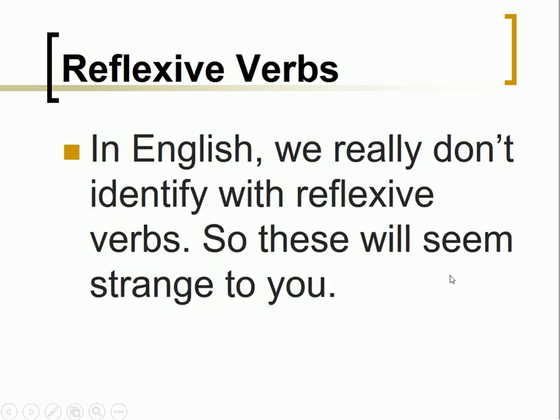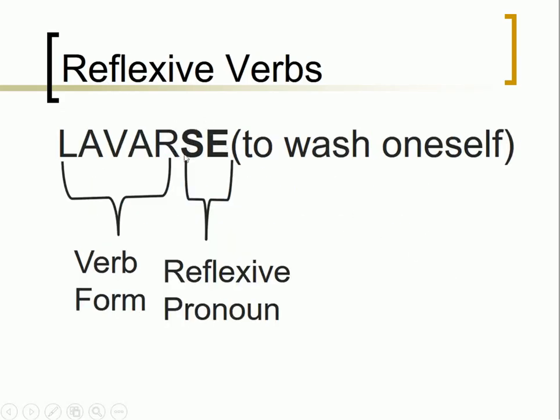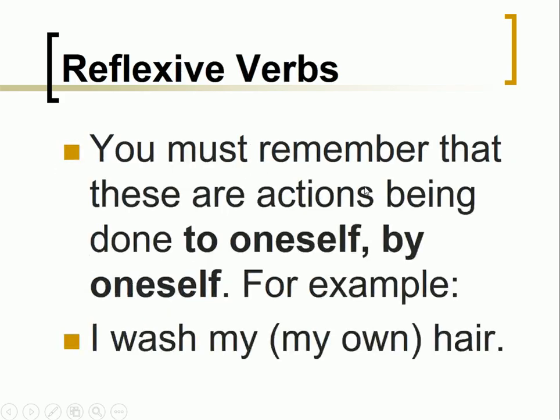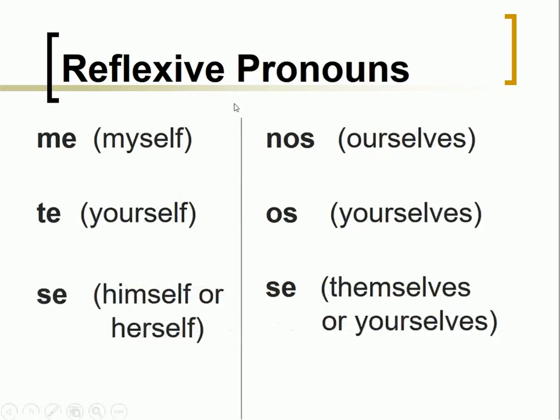In English, we really don't identify with reflexive verbs. So this will seem strange to you. But in Spanish, as we saw before, you have this particle here, which is the reflexive pronoun, showing that this is a reflexive verb. You must remember that these are actions being done to oneself, by oneself. For example, when I say, I wash my hair, I'm implying that I'm washing my own hair. Okay? These are the reflexive pronouns. Me, te, se, nos, os for yourselves, se.